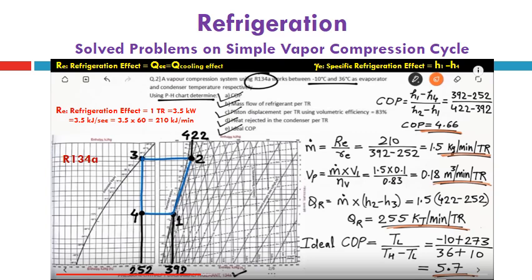The ideal COP can also be estimated using the temperature in Kelvin of T low divided by the temperature difference between T high and T low, equal to minus 10 plus 273 divided by 36 minus minus 10, which is plus 10, giving the ideal COP equal to 5.7, which is higher than the ideal COP of the previous cycle, which was 5.16.